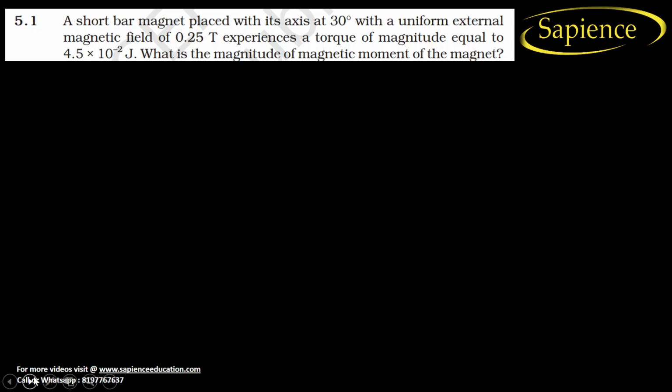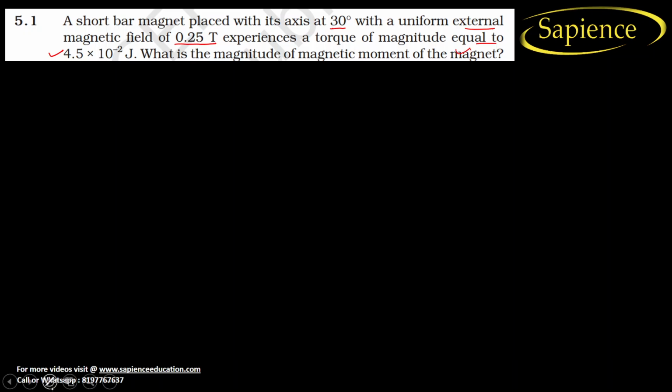The first and foremost thing, most important for you, is that you have to understand the question first of all, right? So first of all, read the question carefully. Many people don't read it carefully, so they get wrong answers, right? A short bar magnet placed with its axis at 30 degrees with a uniform external magnetic field of 0.25 Tesla experiences a torque of magnitude equal to 4.5 into 10 power minus 2 joule.